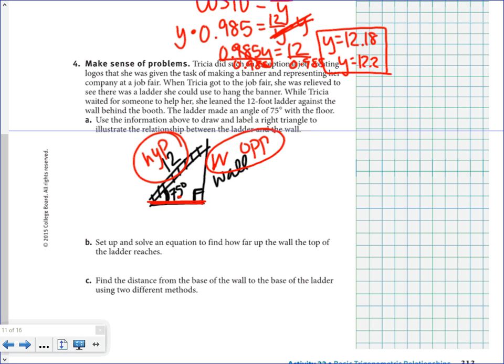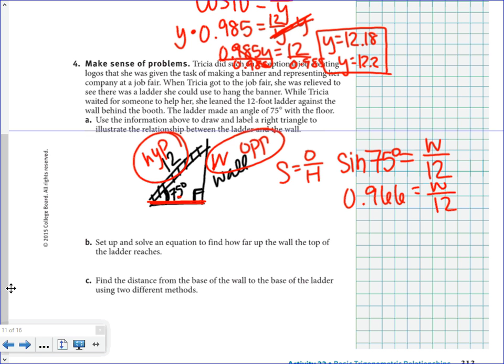So from there, am I going to be using sine, cosine, or tangent? Well, I have my opposite and my hypotenuse. Sine is opposite over hypotenuse. So I'm going to say the sine of 75 equals W, or whatever variable you picked, over 12. So then, use your calculator. The sine of 75 is 0.966. And that equals W over 12. So to solve for W, you need to multiply by 12. So you do that on both sides of your equation.